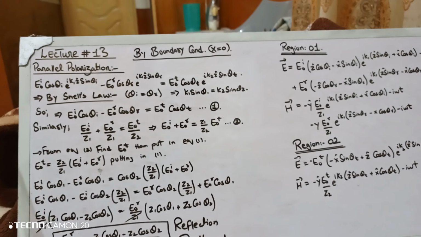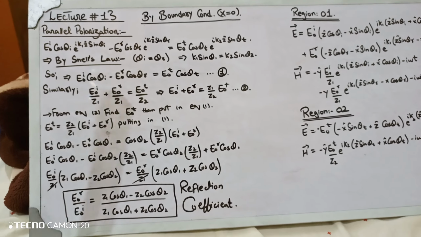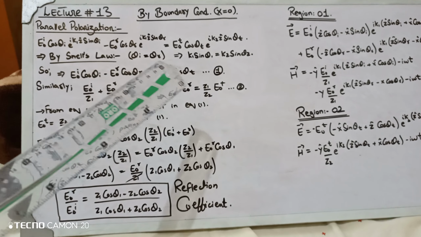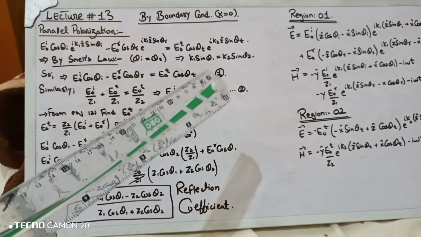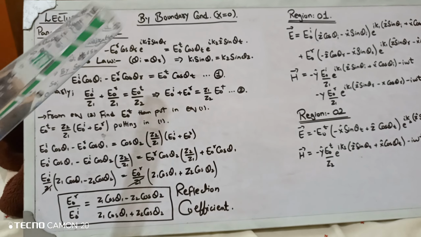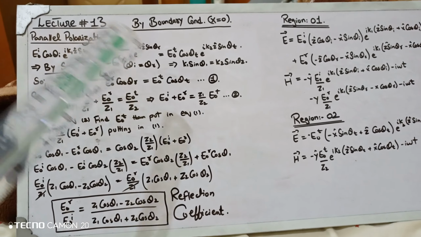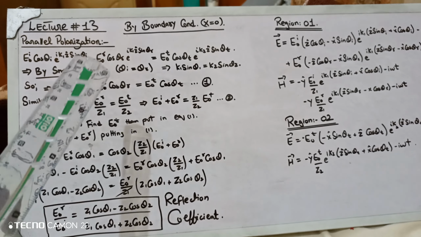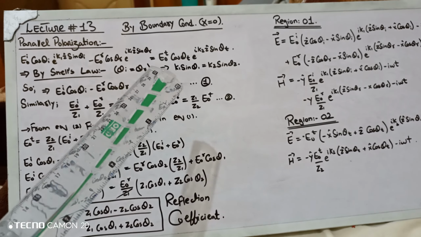Okay, but here why do you have to apply Snell's law? So what is Snell's law? In Snell's law, the incident angle equals the reflected angle, meaning theta i equals theta r, so that k1 sin theta becomes equal to k2 sin theta. So theta i and theta r become theta 1, and theta t becomes theta 2.